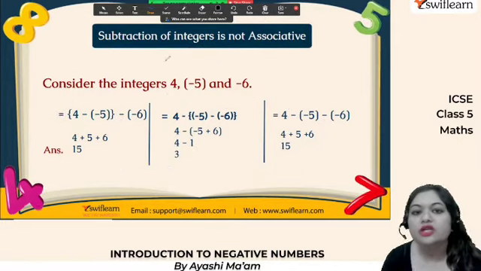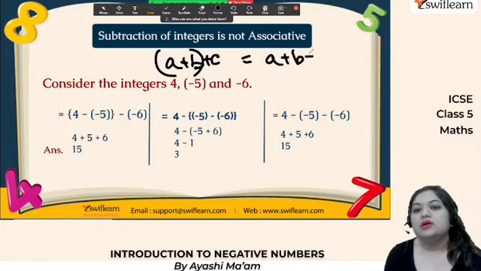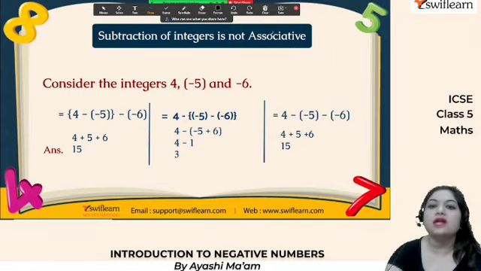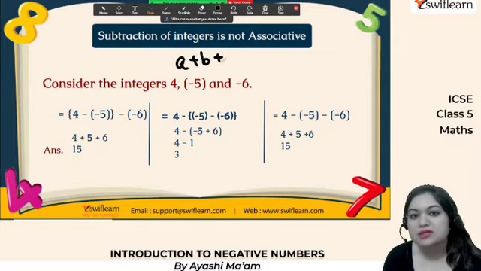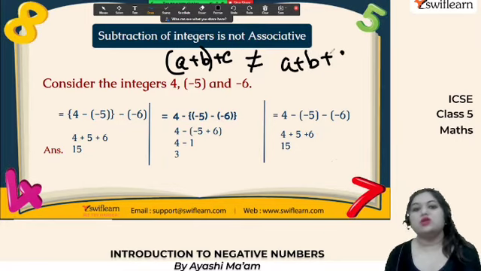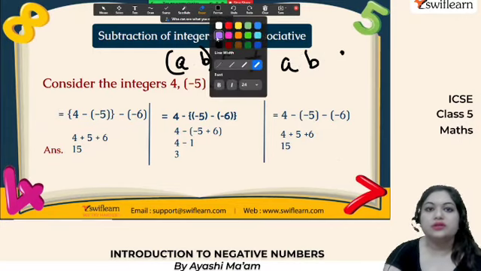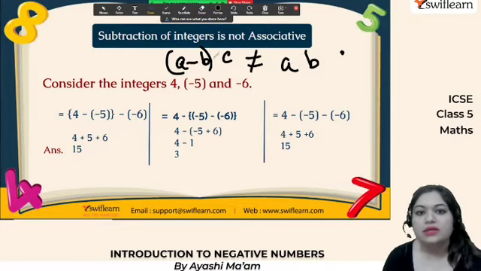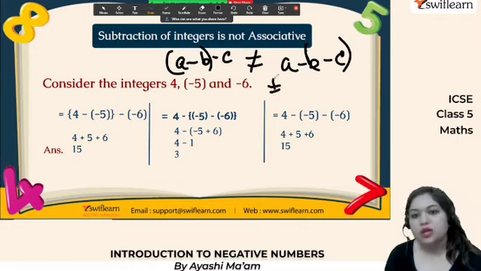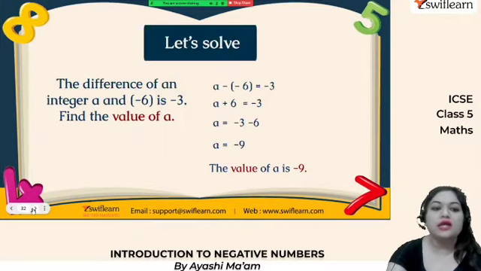For the associative property for addition, I told you that even if you do these two at first, this will be equal if you do the last two at first, or if you do all of them together, right? This is true for addition, but this is not true for subtraction. Even if you take these two, it's not going to be equal to this as well. Okay, so subtraction of integers is not associative.